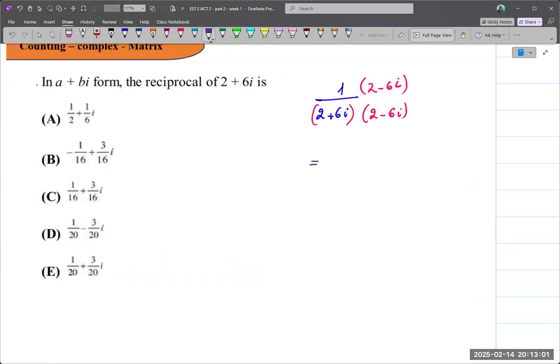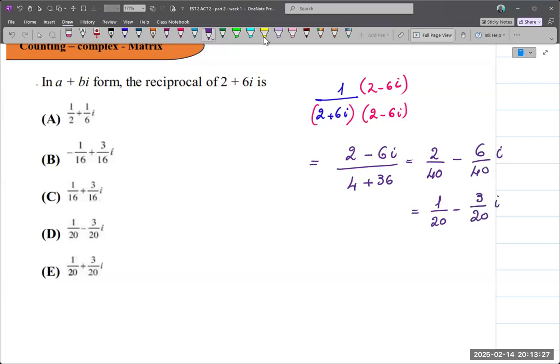Then the answer will be, in the numerator we have 2 minus 6i, and in the denominator we have 2 times 2 is equal to 4, plus 6 times 6 which is 36. It means 2 over 40 minus 6i over 40. Let's simplify. It will be 1 over 20 minus, divided by 2, it will be 3 over 20i. Then the good choice is 1 over 20 minus 3 over 20i, which is the choice D.